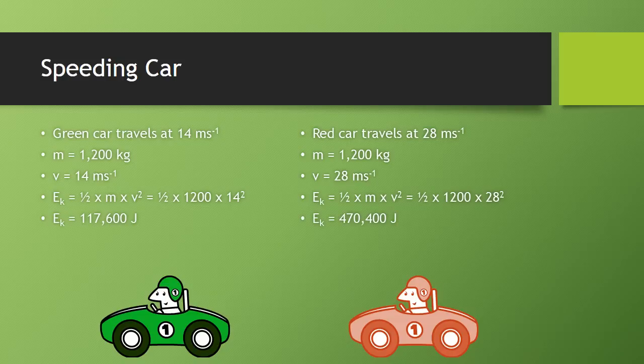470,400 joules. And one thing to note here is that even though our speed has doubled, it's gone from 14 up to 28, our kinetic energy has more than doubled. It's gone from 117,000 to 470,000. That more than doubling effect happens because of the square in that equation. When we double the speed, our kinetic energy goes up by 4.